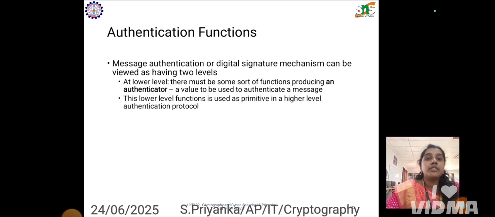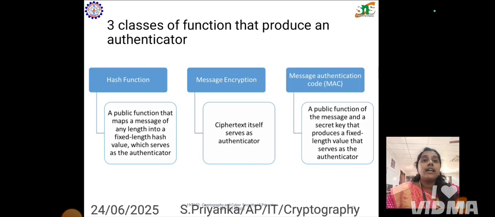Here the authentication function means a message authentication or digital signature mechanism can be viewed as having two levels. At the lower level, there must be some sort of function producing an authenticator, a value to be used to authenticate a message. This lower-level function is used as a primitive in higher-level authentication protocols. Here are three classes of functions that produce an authenticator: hash function, message encryption and message authentication code.